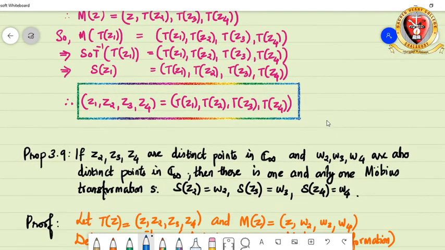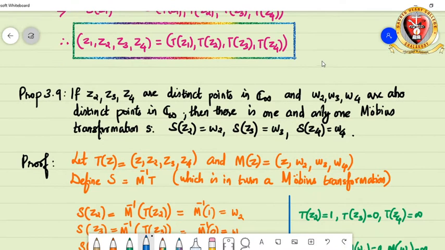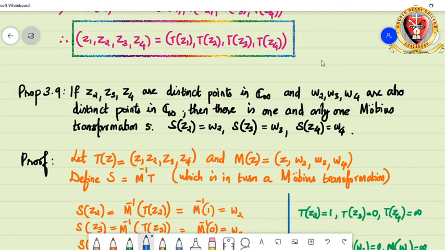And next is proposition 3.9, which is also a very simple result, which says that if we are having three distinct points in the extended complex plane, set 2, set 3, set 4, and W2, W3, W4 are also distinct points in the extended complex plane, then there is only one Mobius transformation such that set 2 is mapped to W2, set 3 to W3 and set 4 to W4. Let's see how we can prove it.